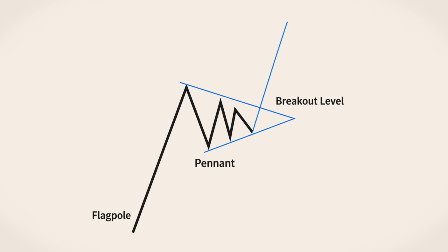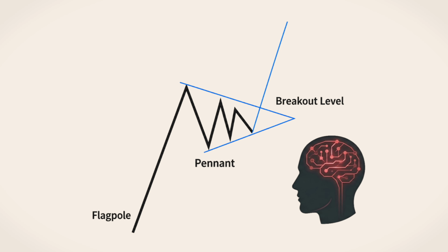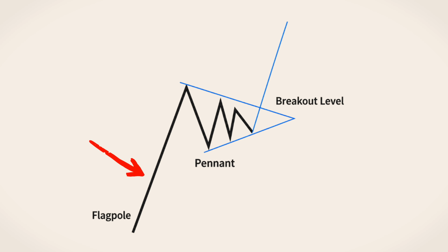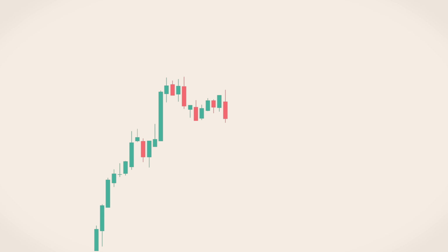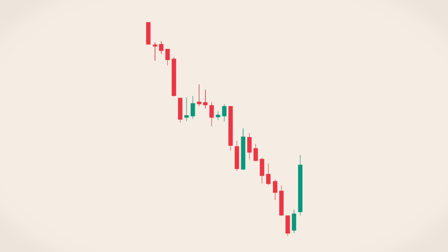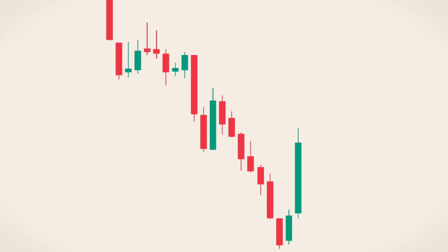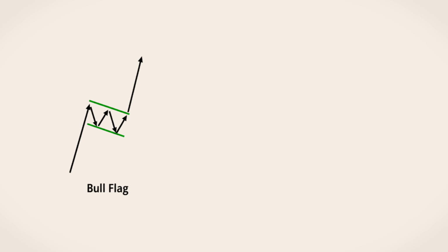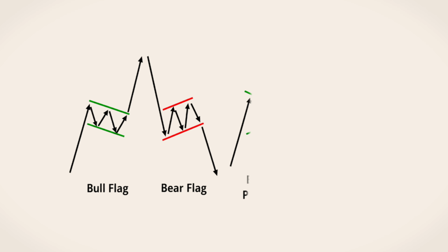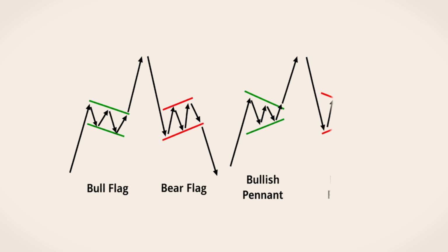These aren't just shapes on a chart. They are visual representations of market psychology, periods of intense energy followed by a brief rest before the next explosive move. By the end of this video, you will know how to calculate precise price targets using the Flagpole method, how to blend Western chart patterns with Japanese candlesticks, and how to spot the difference between a minor pause and a total trend reversal.